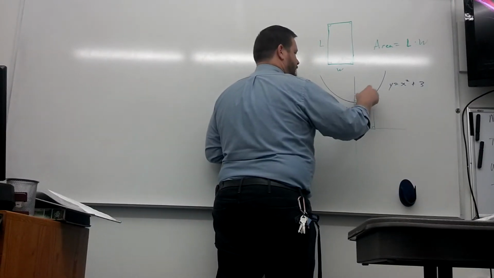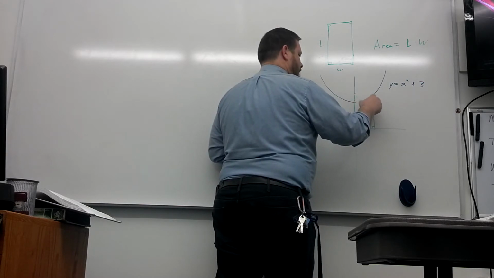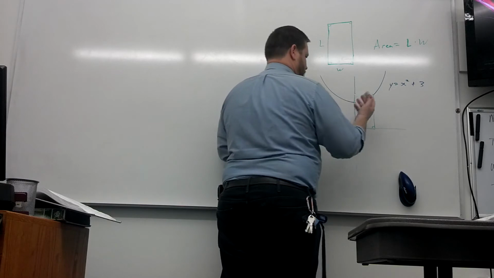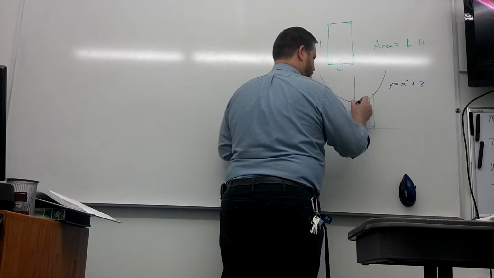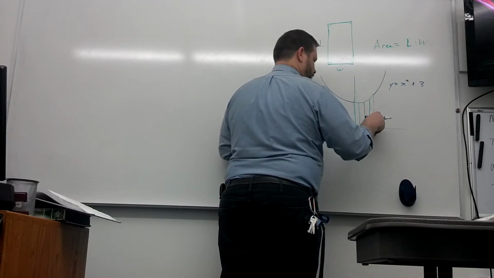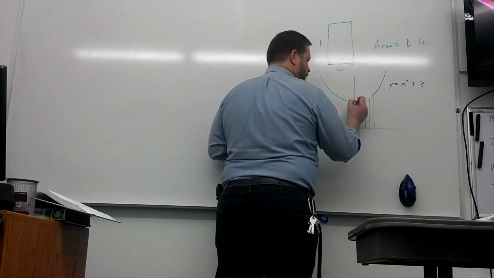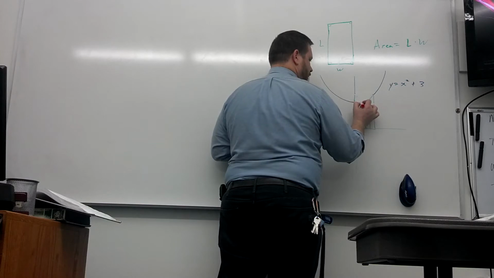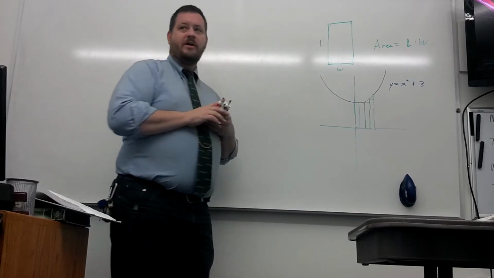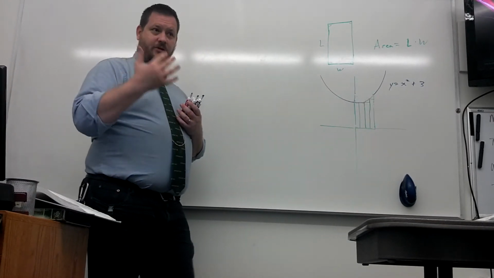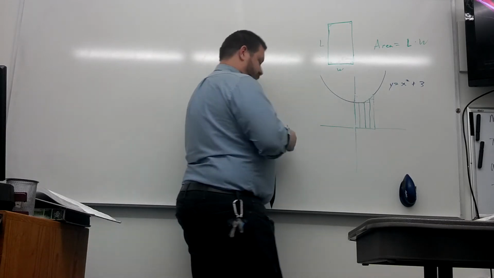Alright, let's take that same idea, and what if I did it into four rectangles now? You know, these are right angles. I could do a lower one here, and a lower one here, and a lower one here, and a lower one here, and I could add up those areas. And I know that I'm still low, but I'm even closer than I was before.